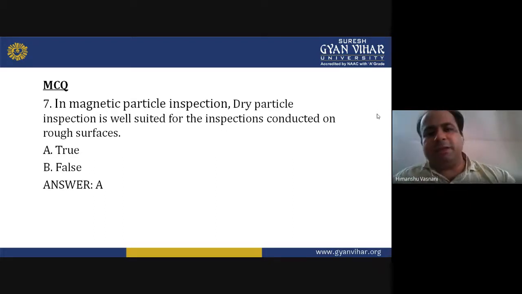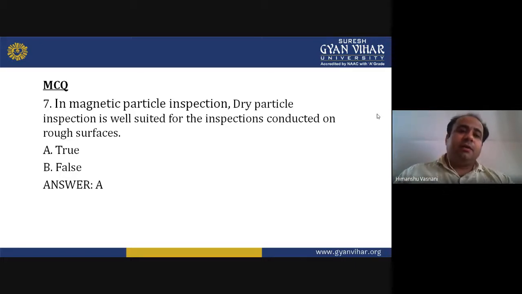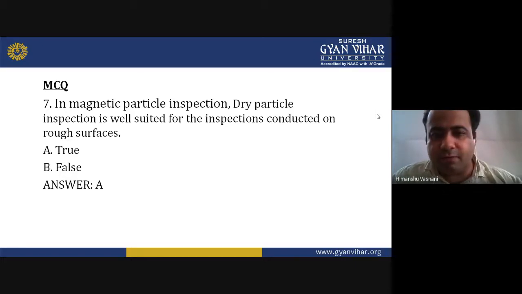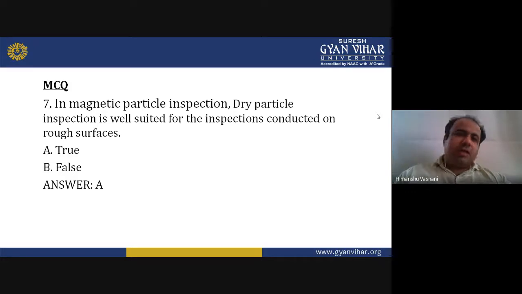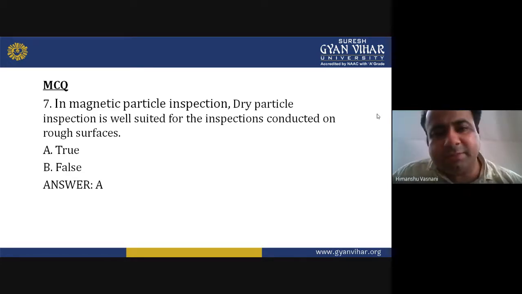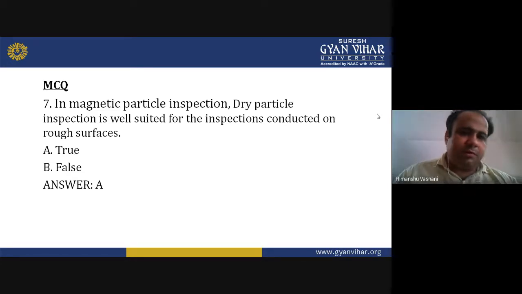In magnetic particle inspection, dry particle inspection is well suited for inspection conducted on rough surfaces. Is it true or false? Dry particle inspection is normally good for inspection on rough surfaces, so it is true. We all studied previously in the past slides that this inspection is suited for rough surfaces. So you can say it's true.